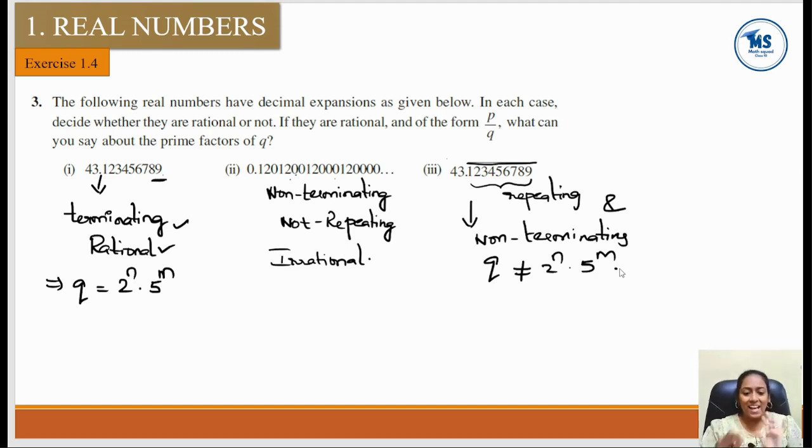I think this is the last question, and with this we have successfully completed the first chapter, real numbers, in your NCERT textbook. I hope you followed all the videos and you have understood all these things.